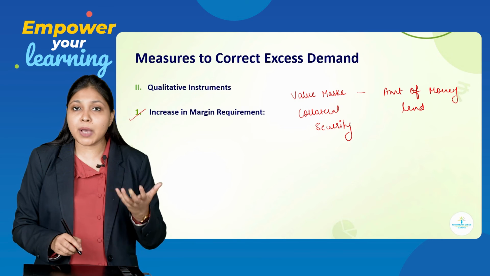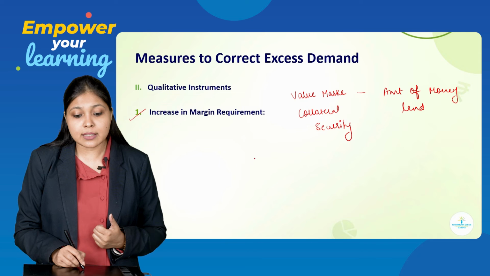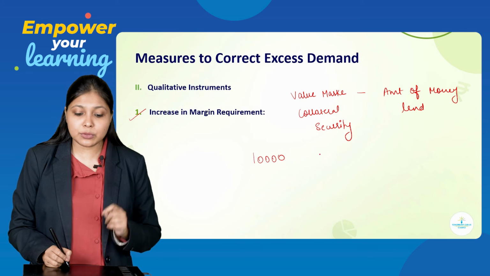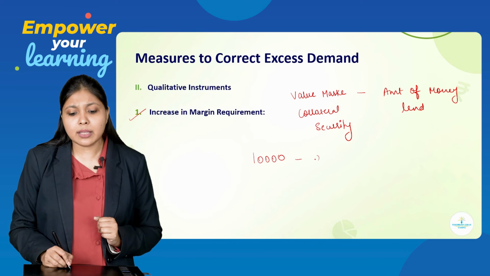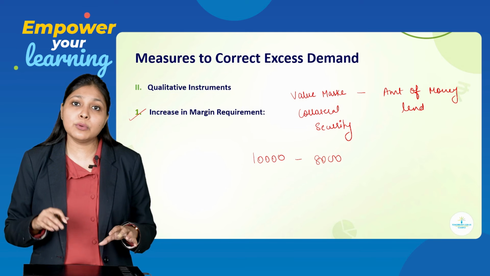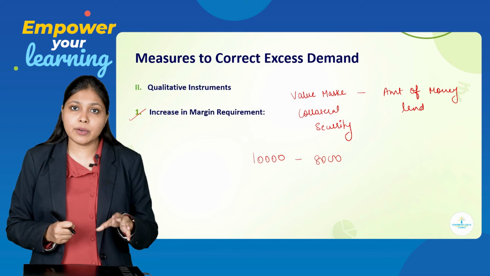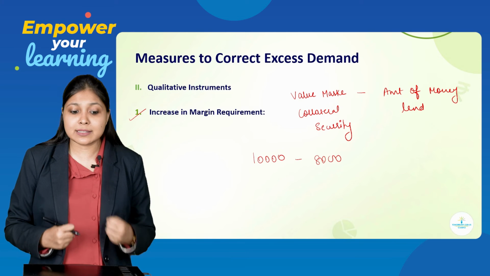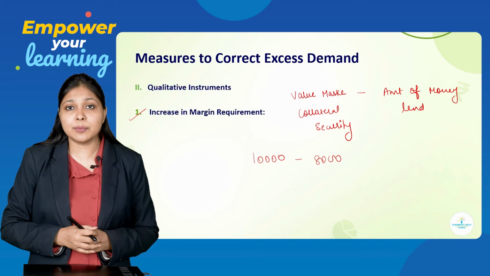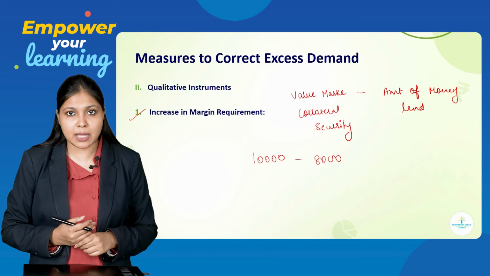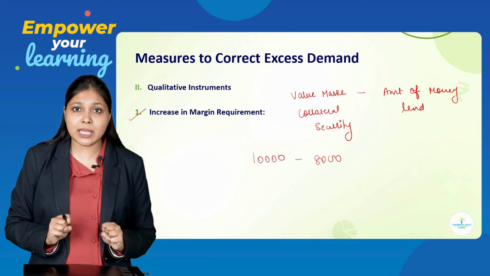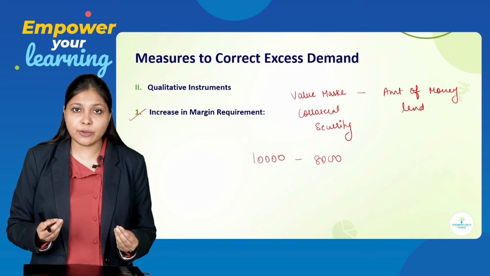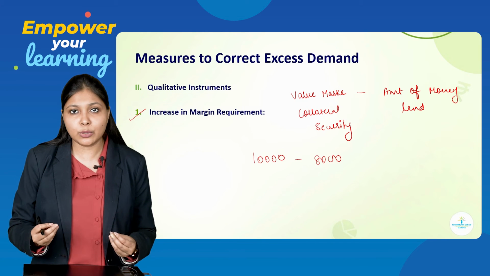So say suppose the market value of collateral security is 10,000. So the loan granted to that borrower would be around 8,000. Okay, because the loan granted will always be less than the value of collateral security. So in the situation of excess demand, what will RBI do? RBI will increase the margin requirements. That means earlier, if your value of collateral security was 10,000, you would get a loan of 8,000.